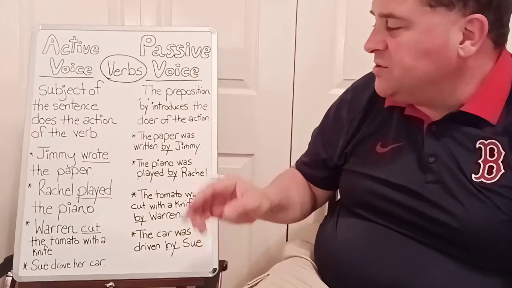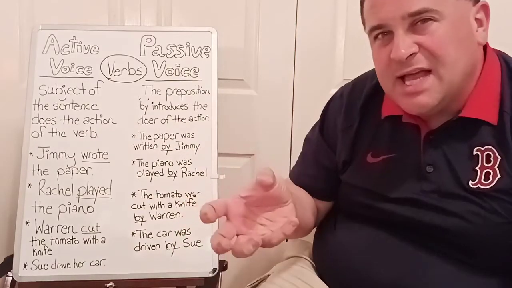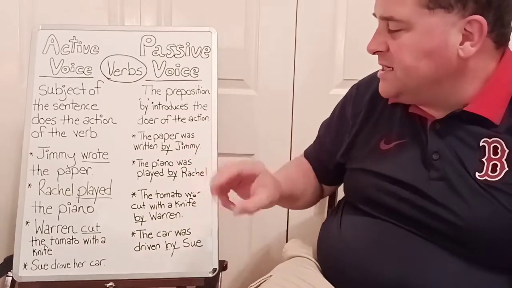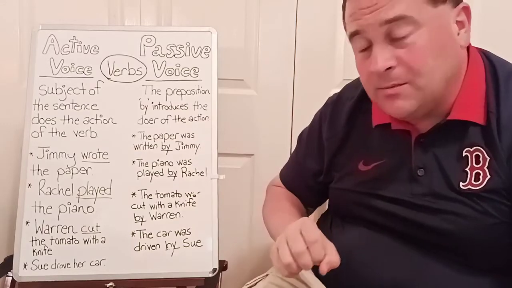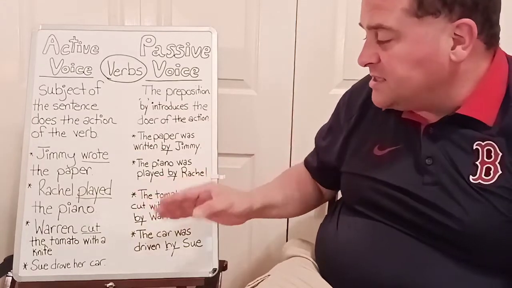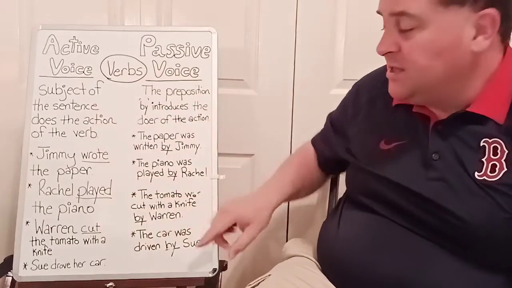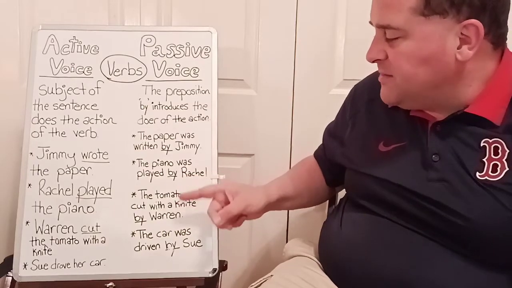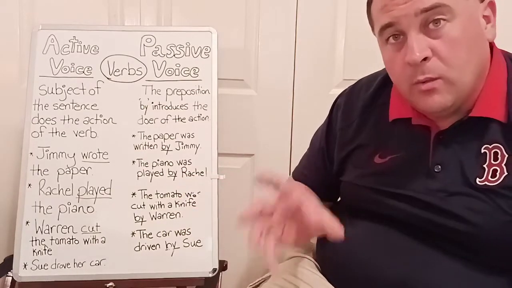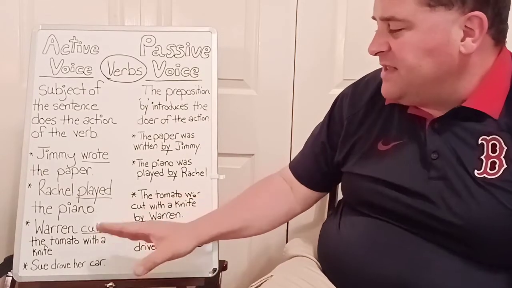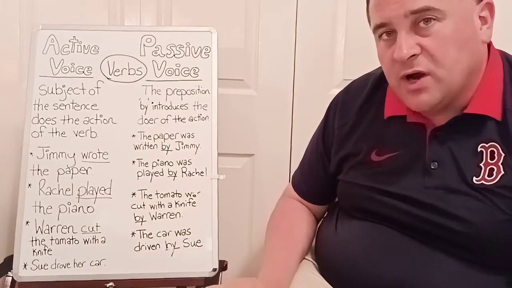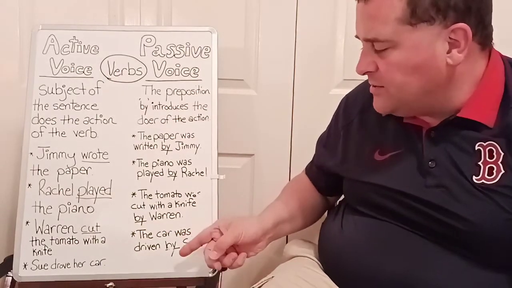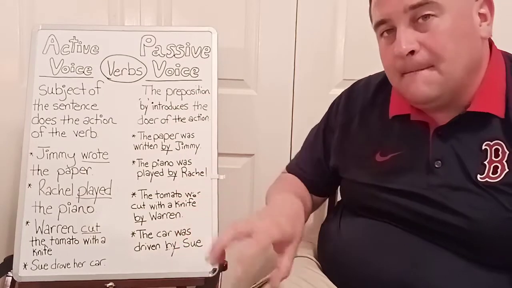When we take the sentence Rachel played the piano, we change that active voice sentence into a passive voice sentence by writing the piano was played by Rachel. When we take the sentence Warren cut the tomato with a knife, which is an active voice sentence, we change that sentence into a passive voice sentence by writing the tomato was cut with a knife by Warren. And finally, when we have the active voice sentence Sue drove her car, we change that sentence into a passive voice sentence by writing down the car was driven by Sue.